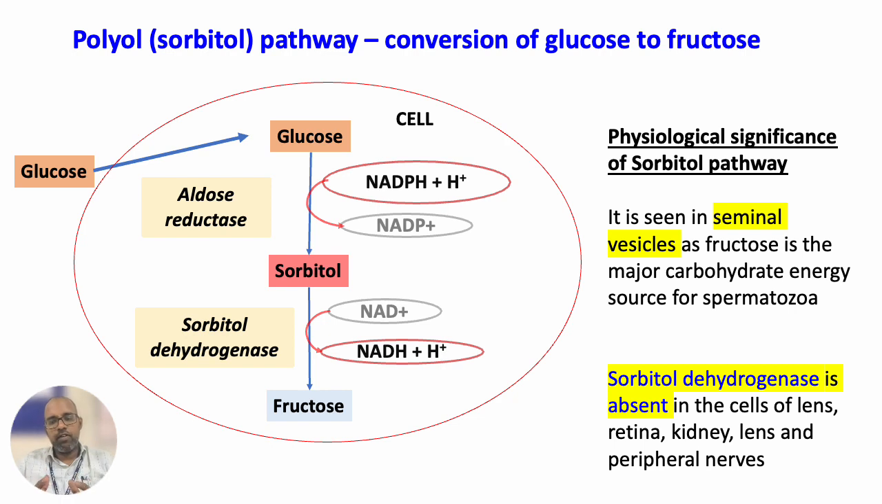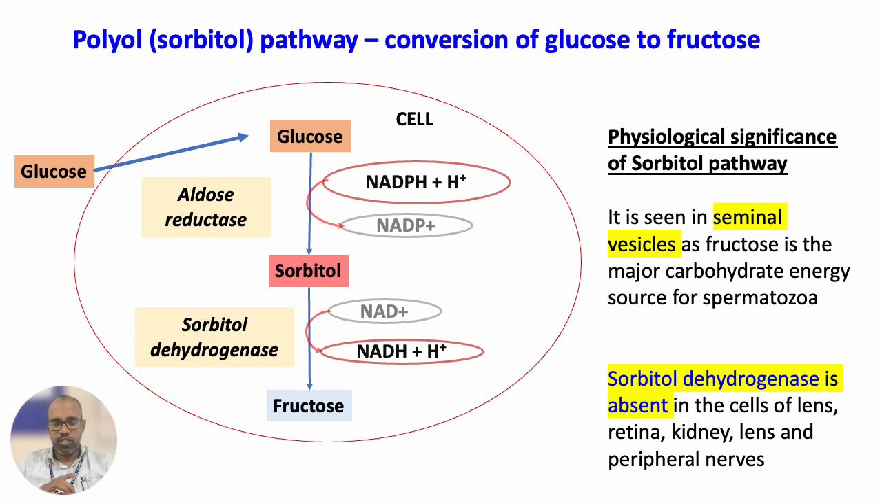What is the physiological significance of this pathway? This pathway is mainly seen in seminal vesicles because for spermatozoa, the principal energy source is fructose. So even if you don't take enough fructose in your diet, your body can still synthesize fructose from glucose using this pathway. However, there is a catch in this.